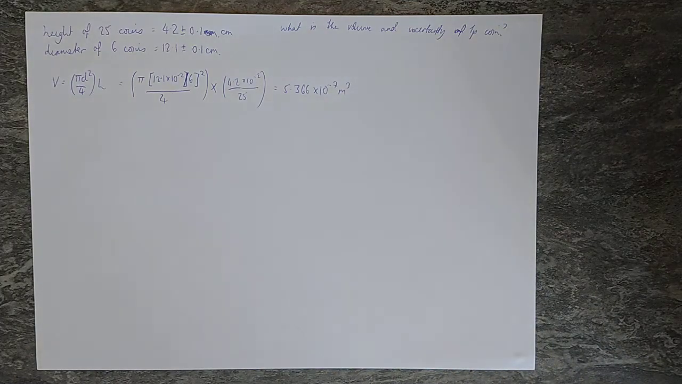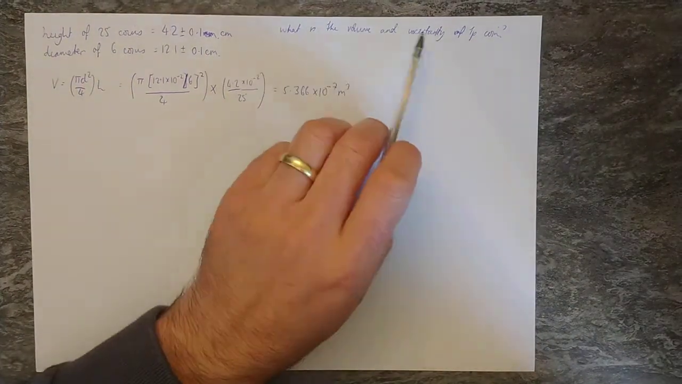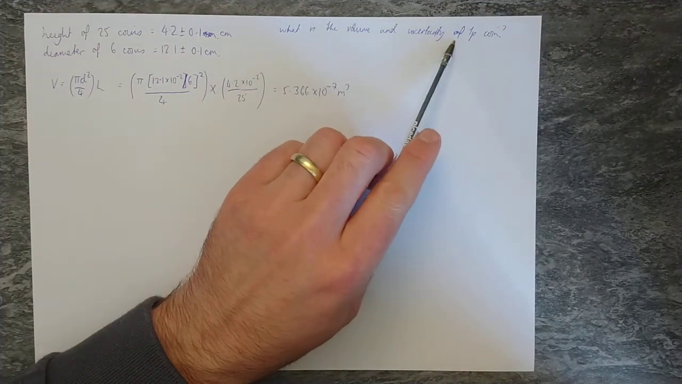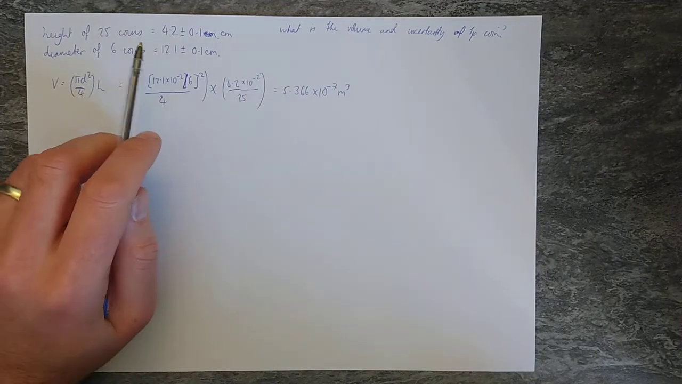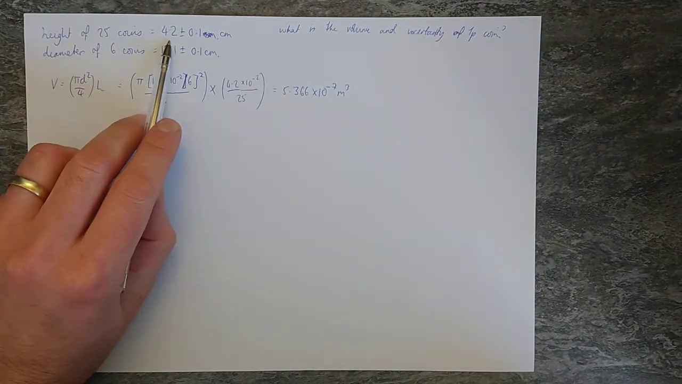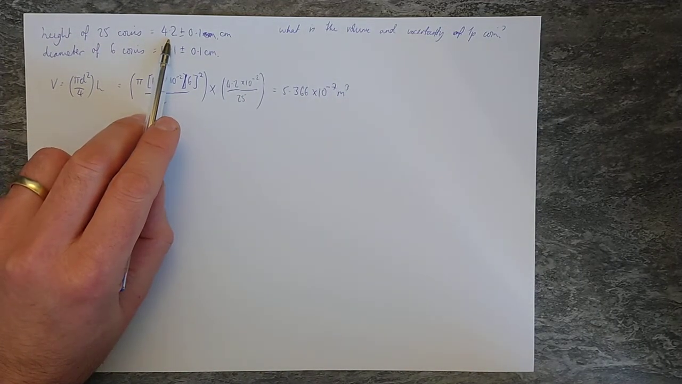So I've got a question here. I'm trying to calculate the volume and the uncertainty in a 1p coin. I want the answer in meters cubed. So you can see that some measurements have been taken here. 25 coins were stacked on top of each other and found to be 4.2 centimeters high.